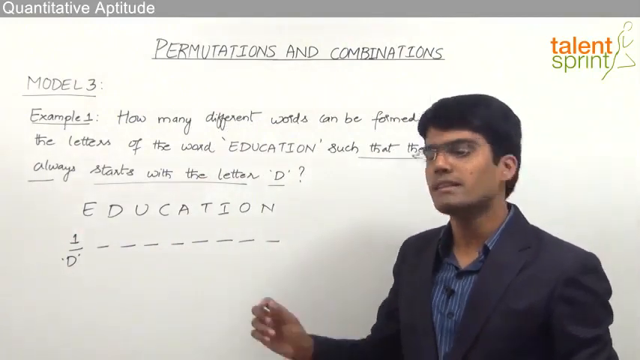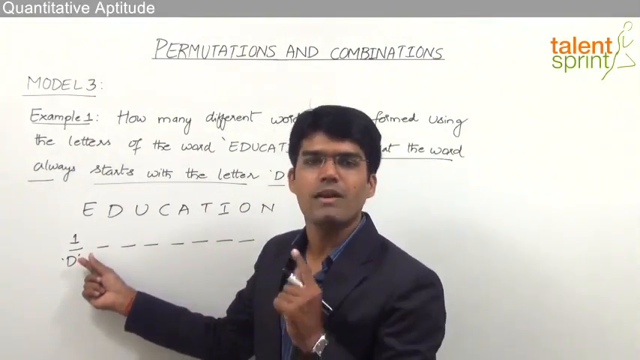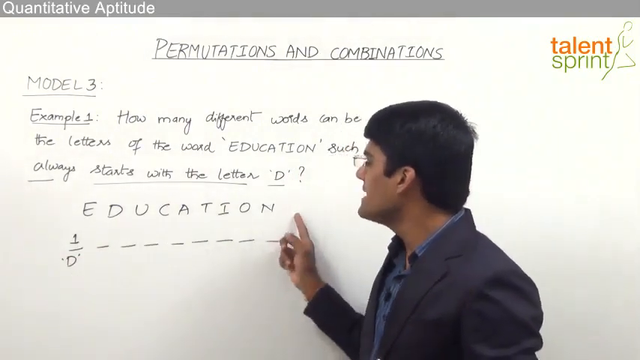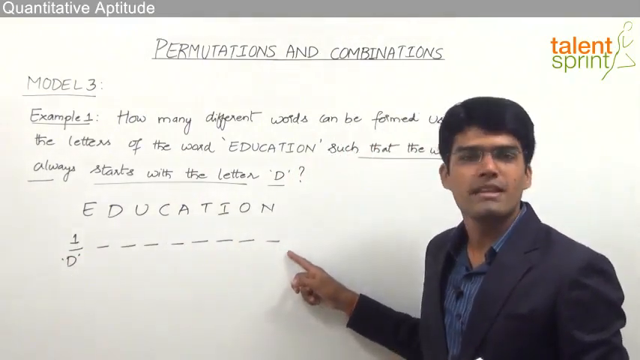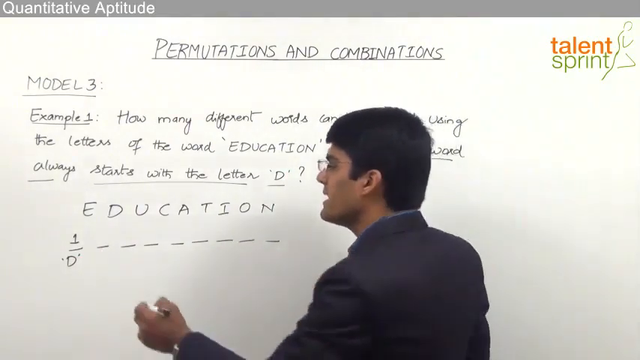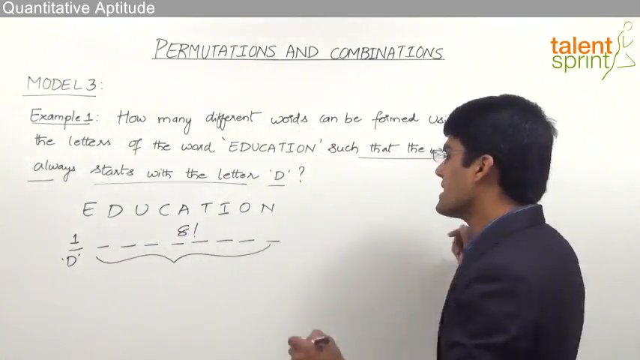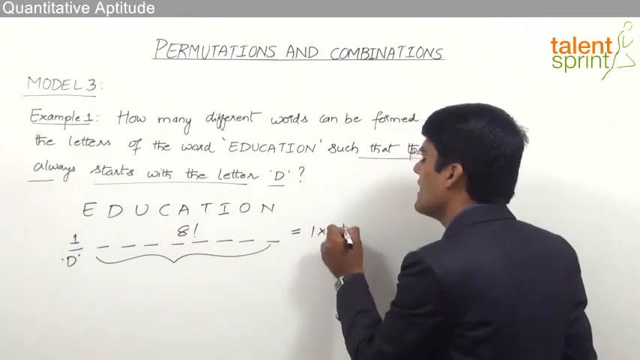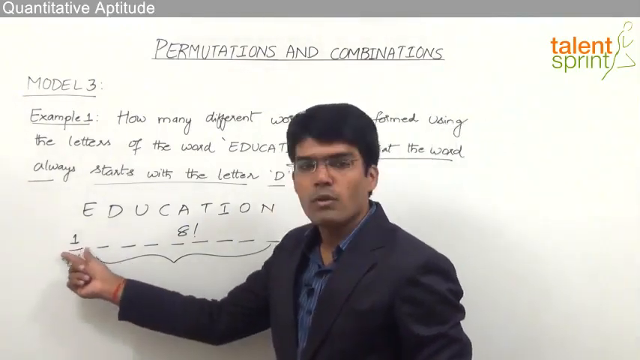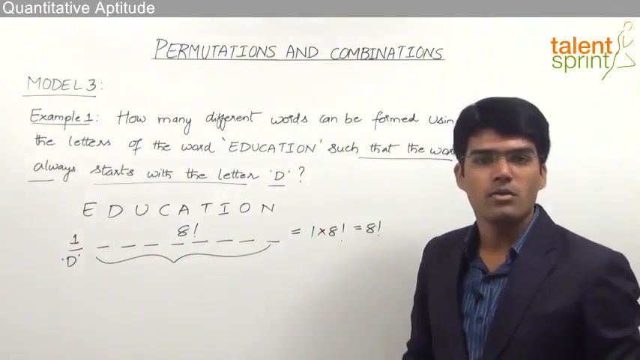So we cannot do anything with respect to the first position. It has to be occupied by the letter D. So there is only one way in which the first position can be occupied. And then the remaining 8 letters can be arranged in any of the remaining 8 positions. And that can be done in 8 factorial ways. So altogether the answer for this question should be 1 into 8 factorial. That is nothing but 8 factorial. Because one action can be done in one way, the other action here can be done in 8 factorial ways. So both together can be done in 1 into 8 factorial ways.